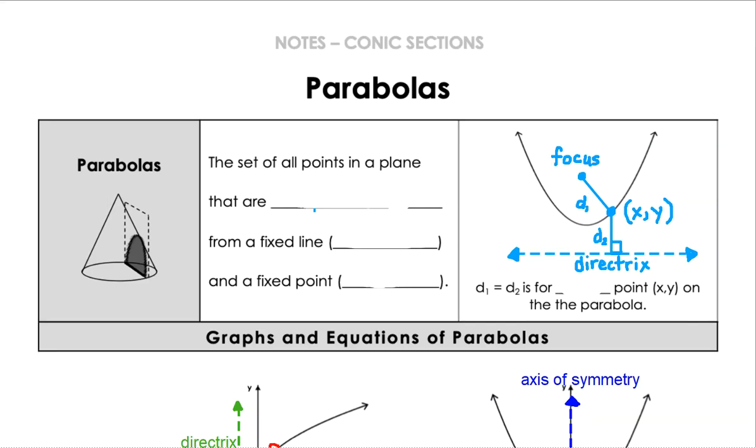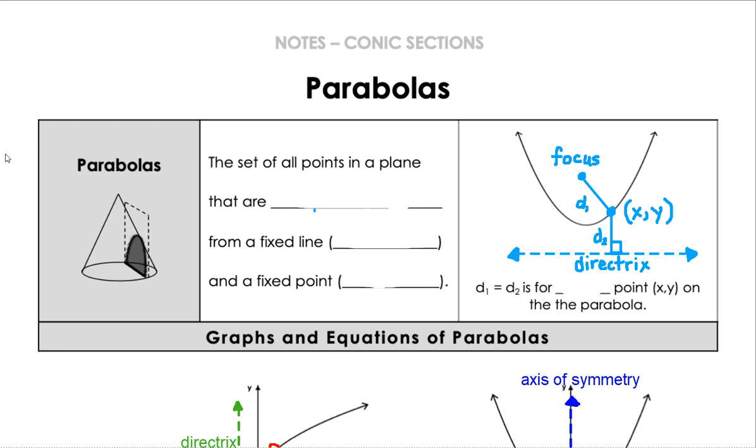Welcome back. This is section 12.5, and we are going to be talking about parabolas. So we are finishing up our conic sections, and this is the final one, which is the shape of a parabola. So you can see the picture there of how the parabola is created.